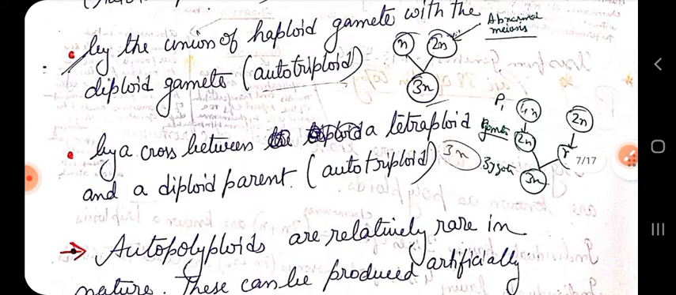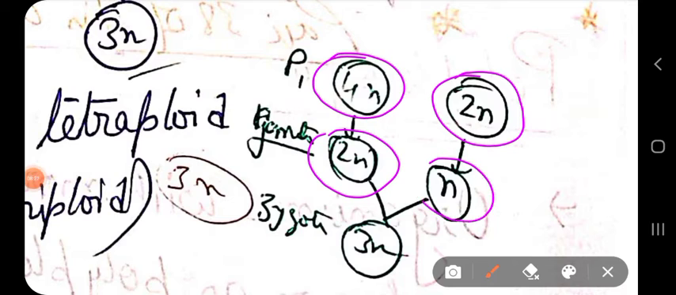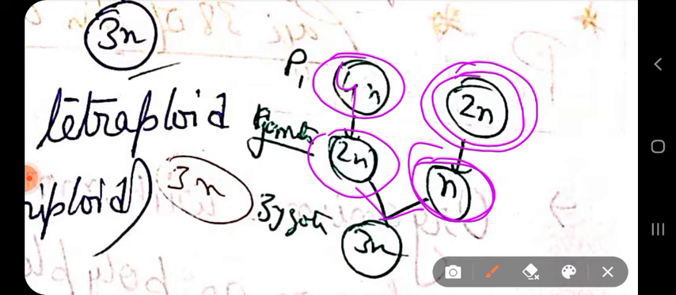Fourth way is by a cross between a tetraploid and a diploid parent. So a tetraploid plant is crossed with a diploid parent, as I have tried to show in the figure. This is the tetraploid parent, this is the diploid parent, and these are their gametes. Obviously a tetraploid parent will have diploid gametes, whereas a diploid parent will have haploid gametes. They are allowed to fuse to form a triploid, which is the autotriploid.